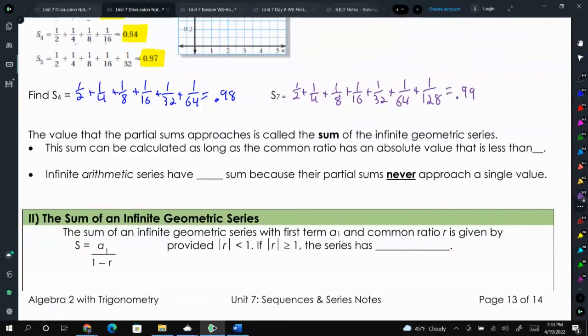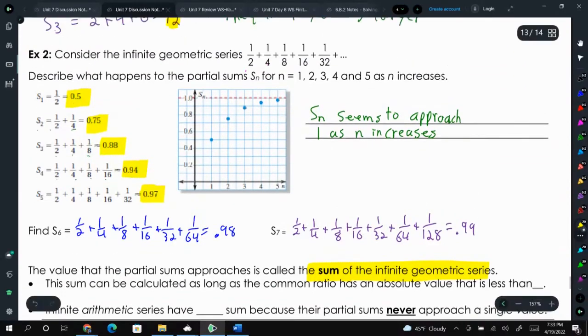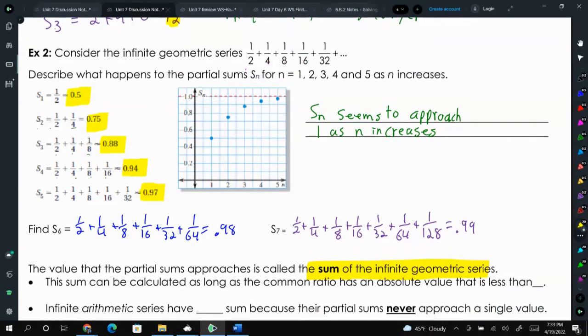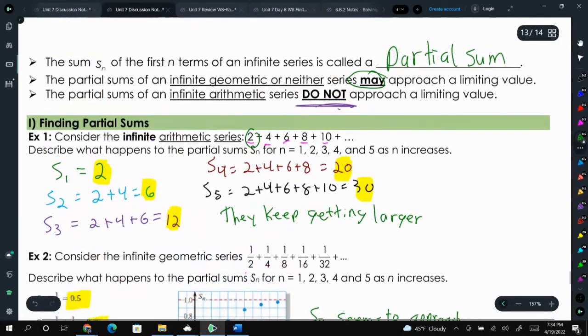So the value that the partial sum approaches is called the sum of the infinite geometric series. So the sum of this infinite series would be 1, because that's the value we are approaching. The sum can be calculated as long as the common ratio has an absolute value that is less than 1. So if your r value is a fraction that is smaller than 1, then that means we could have an actual value for the sum of that infinite series. Infinite arithmetic series have no sum because of what we talked about up here.